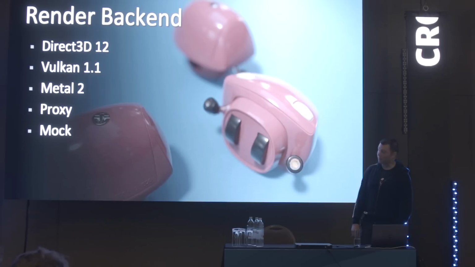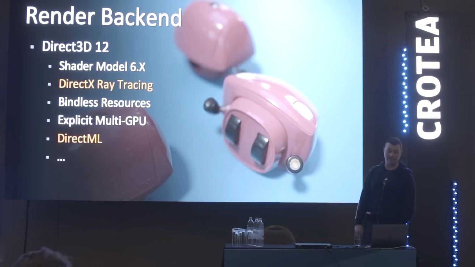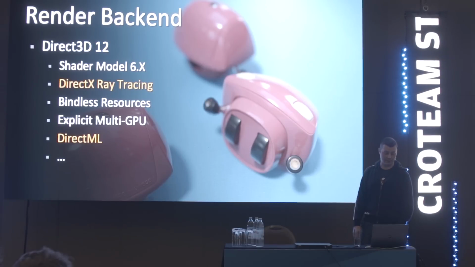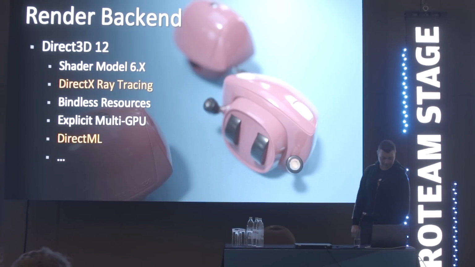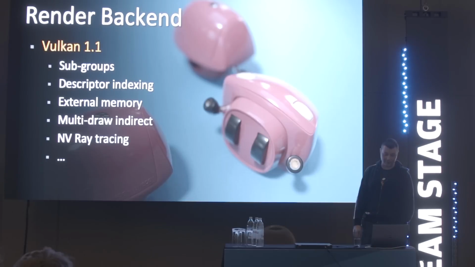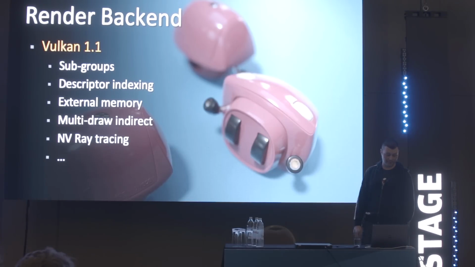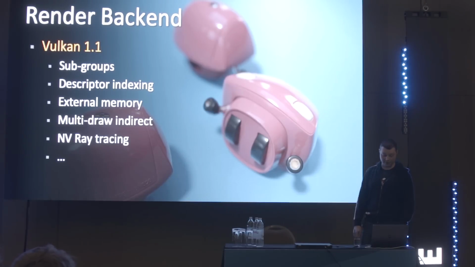We have a variety of render backends implemented. For DirectX 3D12, we support the latest variant of Shader Model 6, DirectX ray tracing, full bindless resources, explicit heterogeneous MGPU, and DirectML. Vulkan is a similar story to DirectX 3D12. It supports basically the same features, but it has the added benefit of being cross-platform. Additionally, it's much easier to work with GPU vendors to get access.